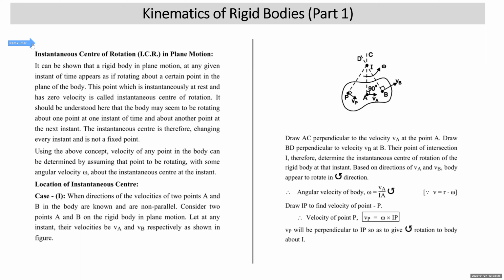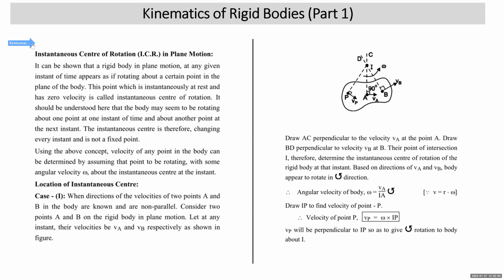Well, friends, it can be shown that if you have a rigid body in general plane motion, at any instant it appears to rotate about some point. Next instant, the body appears to rotate about some other point. Next instant, it appears to rotate about yet another point. So at any instant, the point about which the body appears to rotate at that instant is called the instantaneous center of rotation. Why is it called the instantaneous center of rotation?